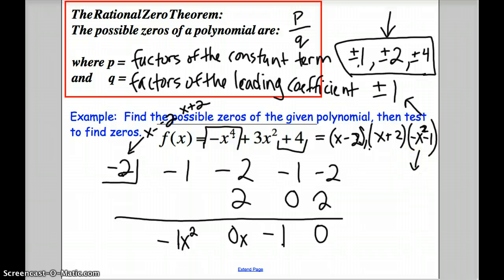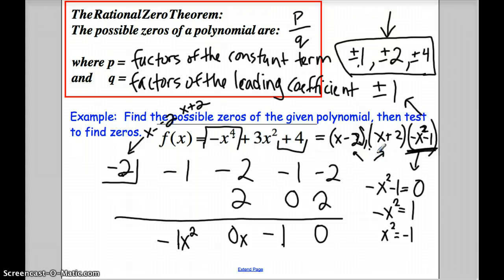We could factor it further, or I'm just going to do this because I see that the x term is missing, and I'm going to say, hey, when is this 0? And I'm going to solve this quadratic in a slightly simpler manner. Add 1 to both sides, divide by -1, and then I realize I'm going to have imaginary solutions. So this is not factorable, and therefore I have only 2 zeros, 2 and -2, that I found earlier.